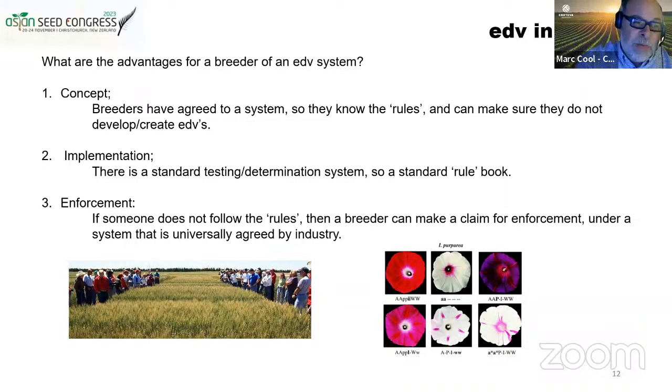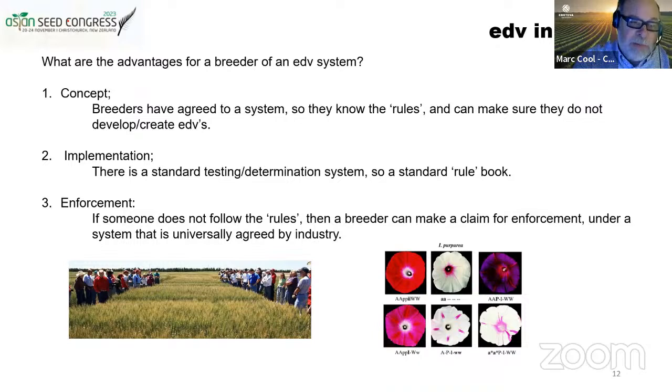That's really an important point in my mind. Number two is, there is a standard testing determination system if there are questions. Because all the breeders together developed this rule book, the breeders also have a standard rule book that they all agree to and they all can use in determining the success of their breeding program and where they get germplasm sources, etc.